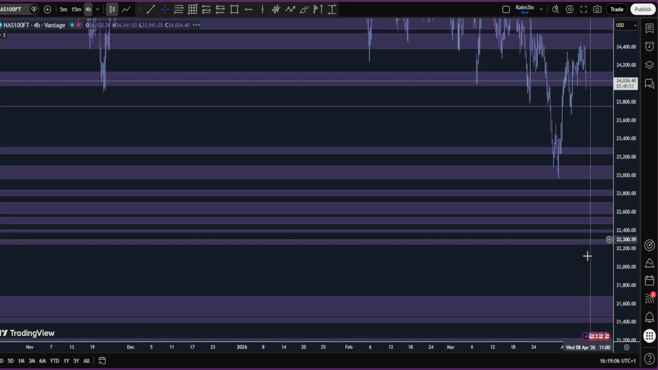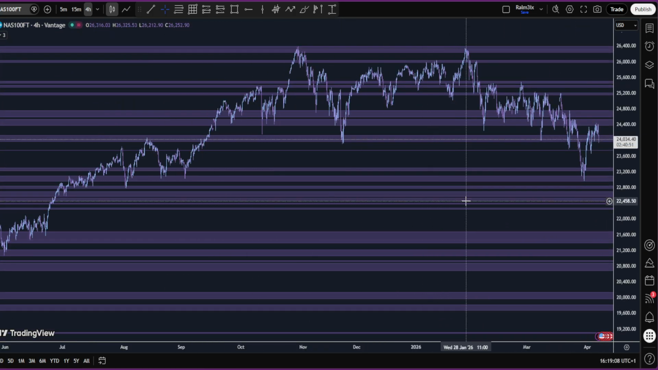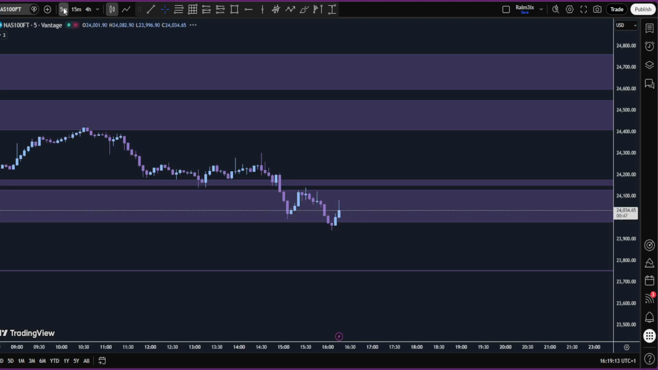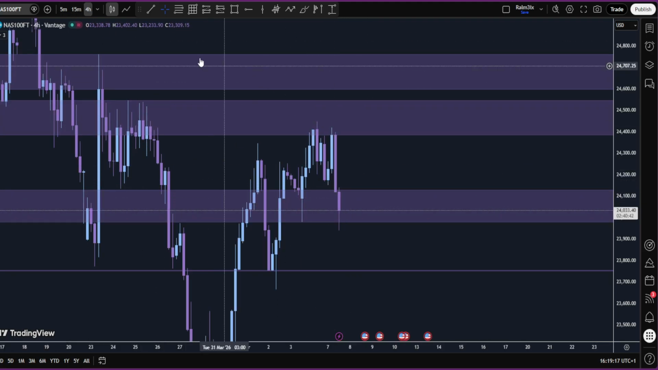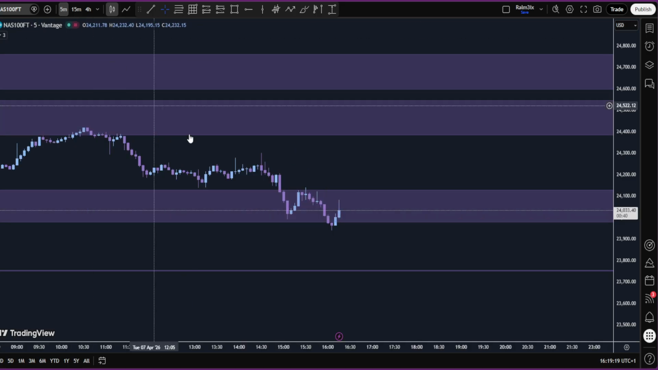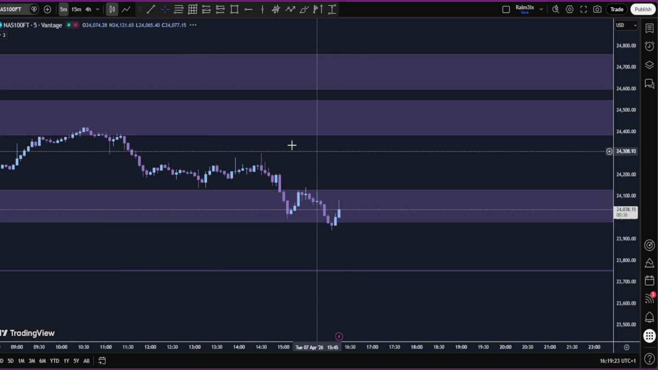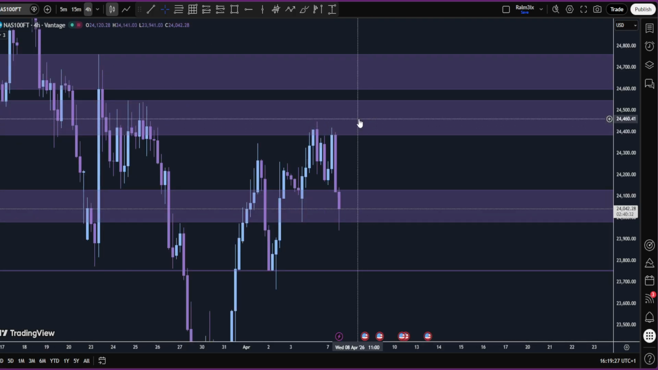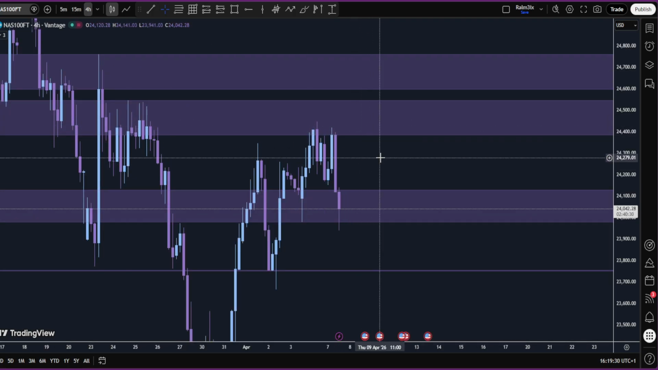If I zoom out, you see all the zones are marked. And if you go to the 5 minutes, you see the zones here. I go to the 4-hour, let's go to the 5. See? So yeah guys, this indicator will save you a lot when you are confused about the 4-hour zones.